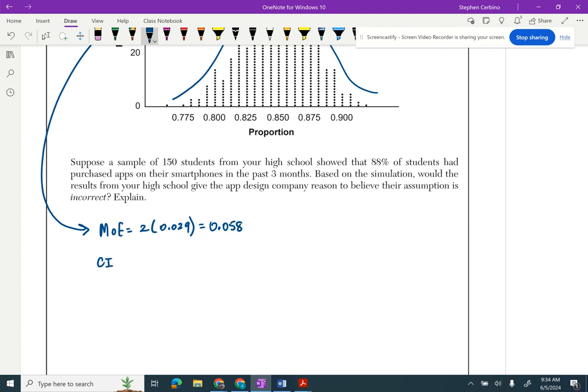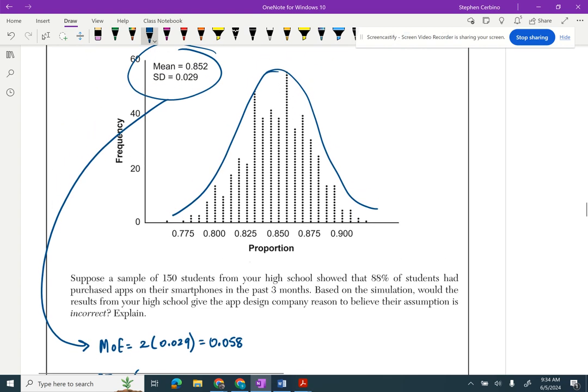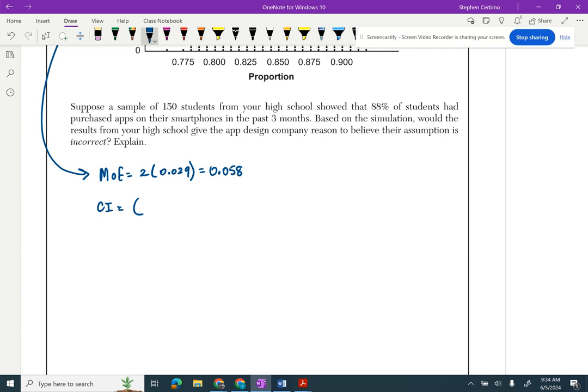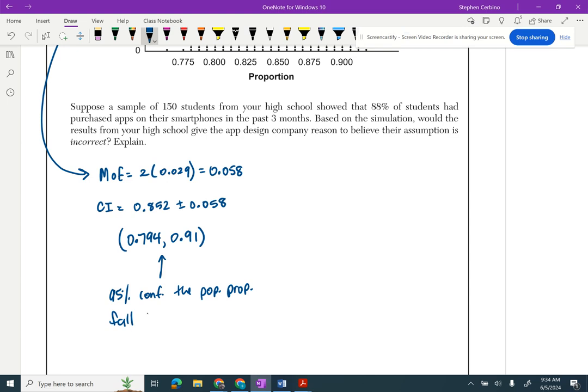To create our 95% confidence interval, we're going to take the mean of all the data, so 0.852, and I'm going to add and subtract our margin of error, making our confidence interval somewhere between 0.794 and 0.91. So what this interval tells us is we are 95% confident the population proportion falls between 79.4% and 91%.